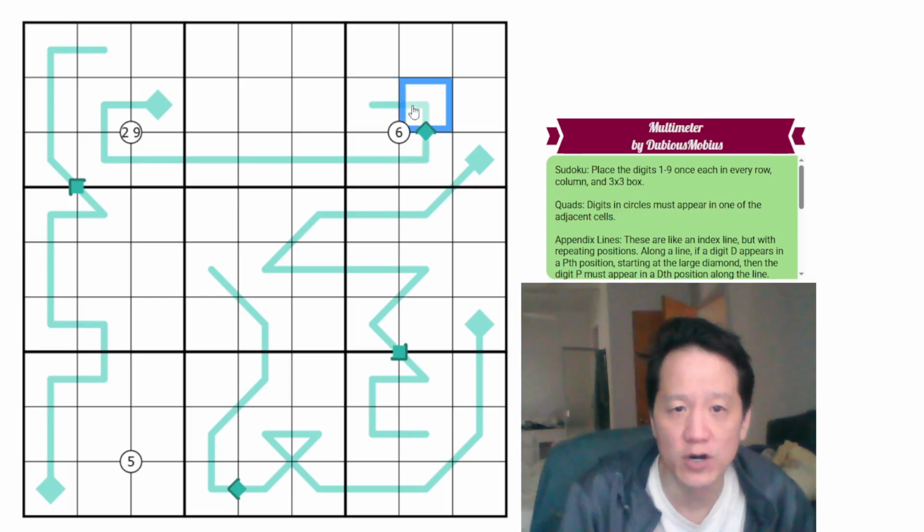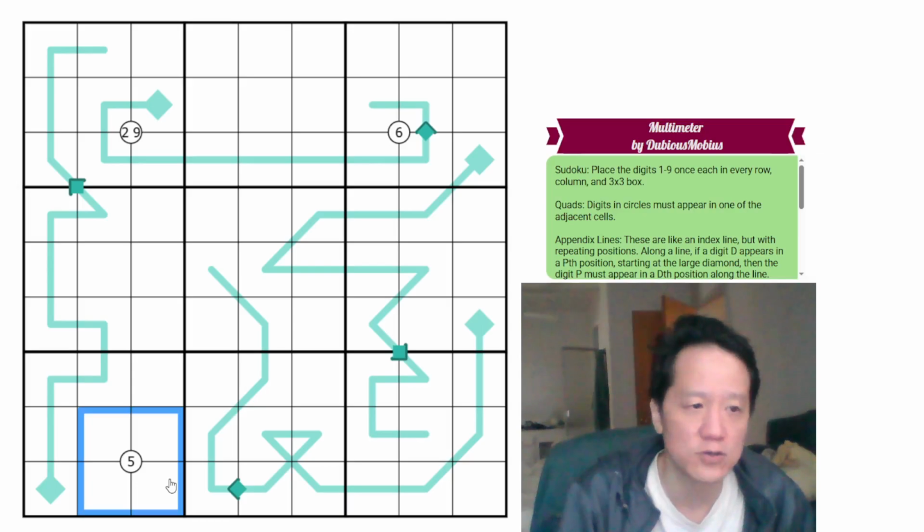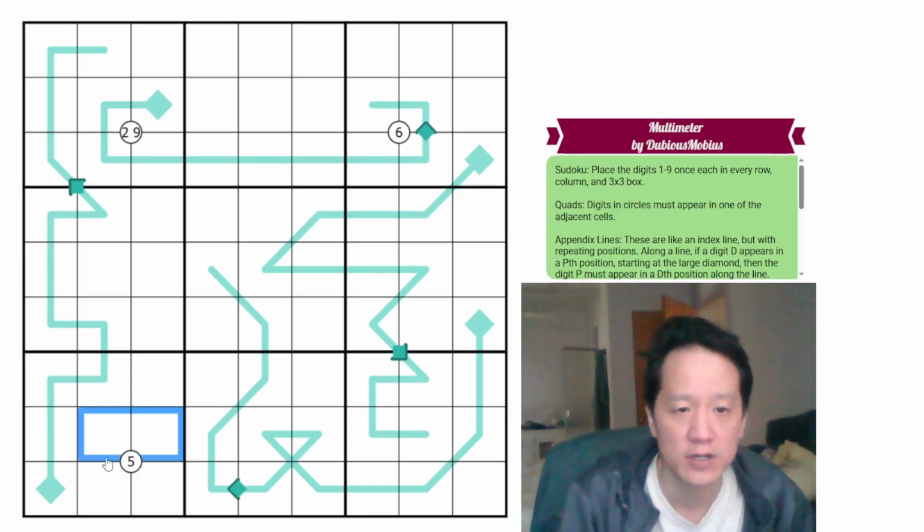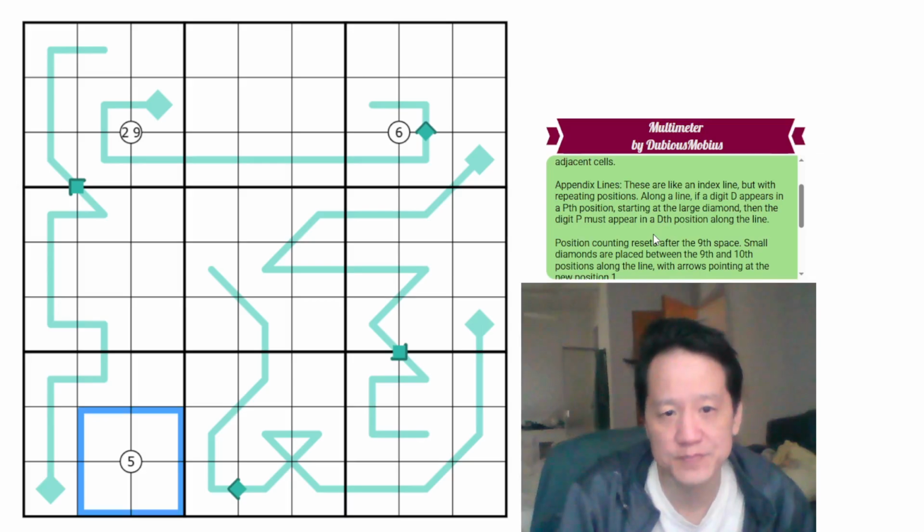Similarly, in this quad, there's only a 6, so we just know that there's a 6 in one of the 4 cells surrounding this quad circle. And same with this circle, having a 5, we know there's a 5 in one of the 4 cells surrounding this quad circle. And that's how quads work.